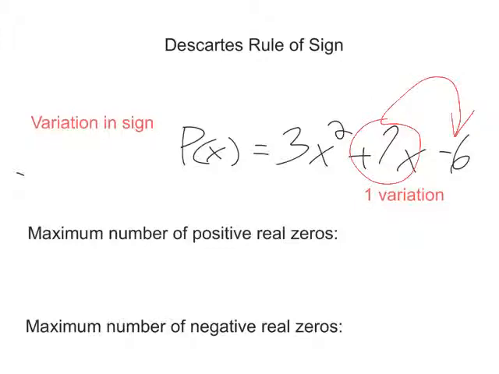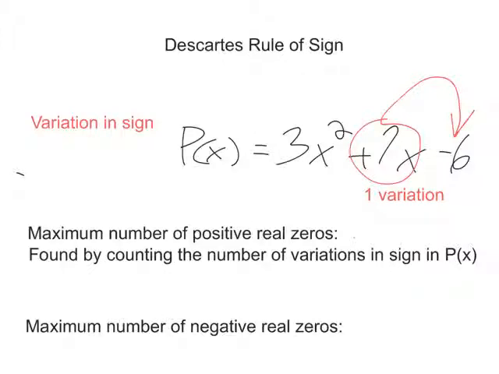Well, it turns out the maximum number of positive real zeros can be found by counting the number of sign variations in P of x. Then after we count them, that will give us the maximum number of positive real zeros, and it actually turns out that they'll either be that number or less than that number by an even number. Okay, and I'll show you what I mean by that in just a minute.